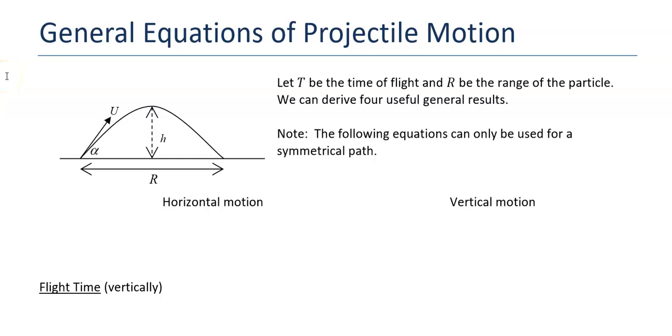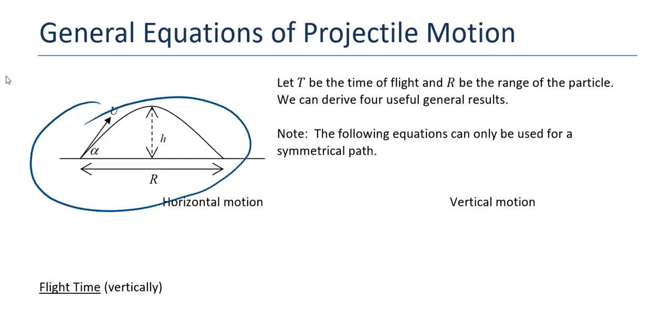In this video, we're going to look at the general equations of projectile motion. So we're going to say that T is the time of flight and R is the range of the particle, and then we can derive four useful general results. The following equations can only be used for a symmetrical path. So you can see a symmetrical path up here. This is a symmetrical path where it is symmetrical about the maximum height, I suppose we could say.